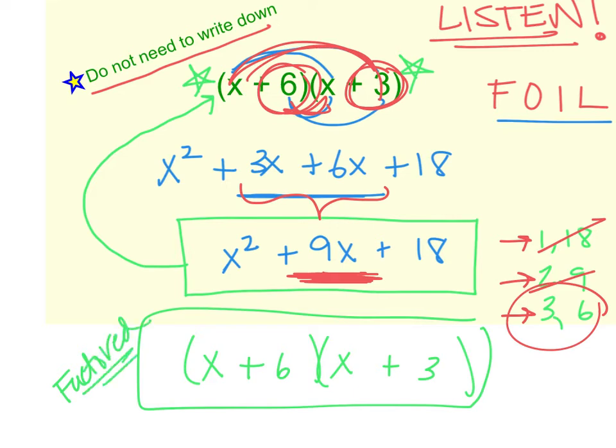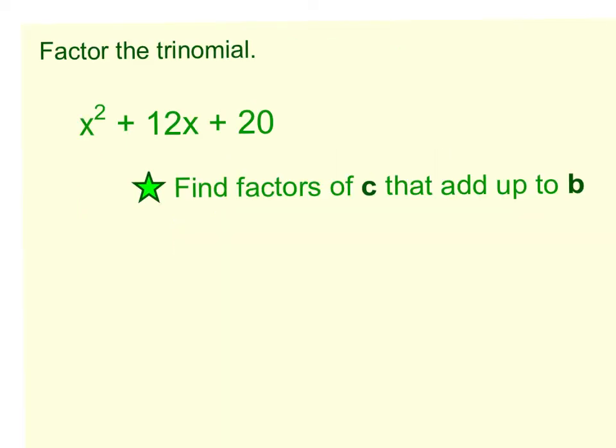So it's almost like we're foiling backwards, if that makes sense at all. We have to figure out, if we're given the trinomial, how do we get this factored answer? All right, so I know I was kind of babbling a little bit on that last slide. So let's just get into some examples and you can see the pattern of how we factor our trinomials.